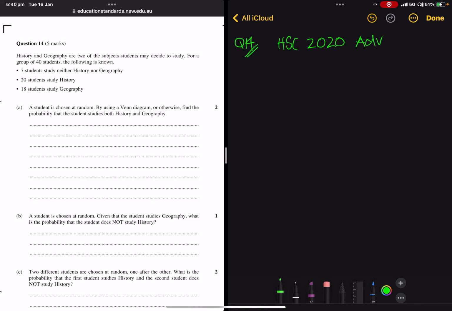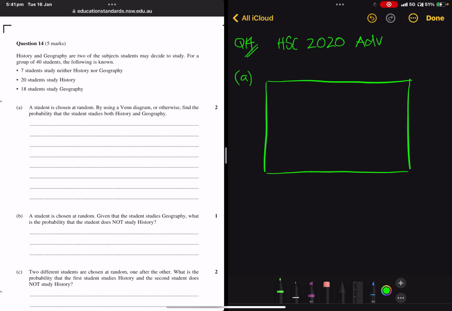For a group of 40 students, the following is known. 7 students study neither history nor geography, 20 study history, 18 students study geography. A student is chosen at random. By using a Venn diagram or otherwise, find the probability that the student studies both history and geography. All right, so a good Venn diagram will really help us in this case, actually. So we're going to do a Venn diagram.